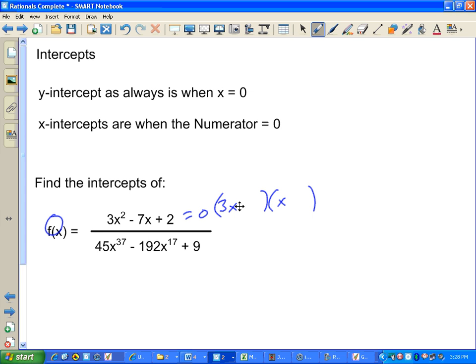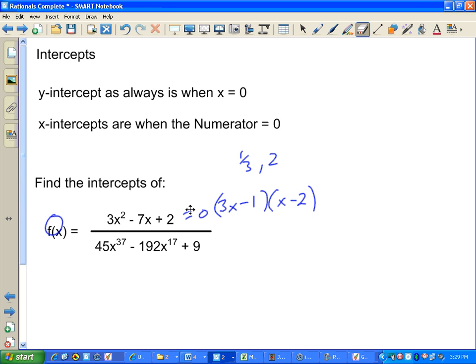In this case, I believe we can factor. Yep. So we can subtract 2 and subtract 1. And that means we would have zeros at 1/3 and 2. So those would be our zeros. They only come from the numerator. So the denominator determines our vertical asymptotes. The numerator determines our intercepts.